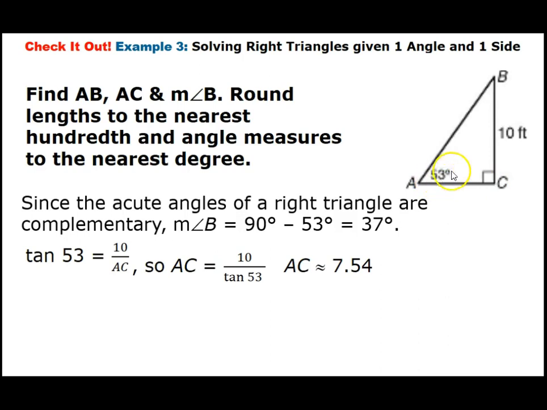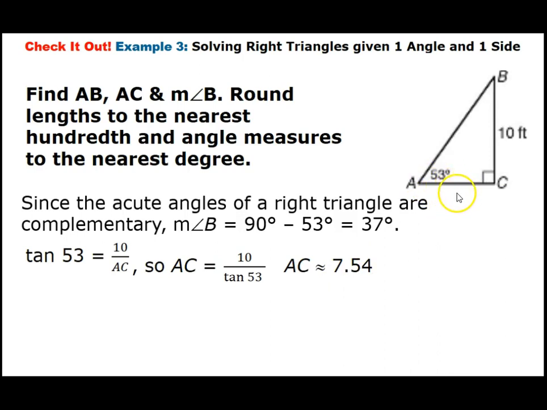So the tan of 53 is equal to 10 over AC. And then we're going to, again, switch these whenever we have a variable on the bottom and we have a ratio, the tangent, sine or cosine on the left, we swap them. So then we're going to divide the 10 by the tan 53, and that gets us 7.54 for this side down here.